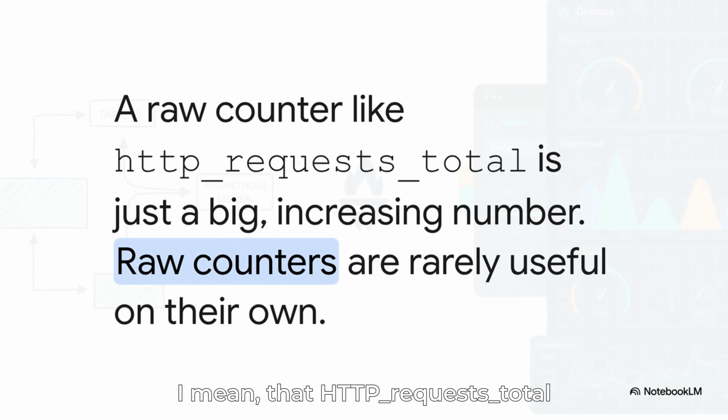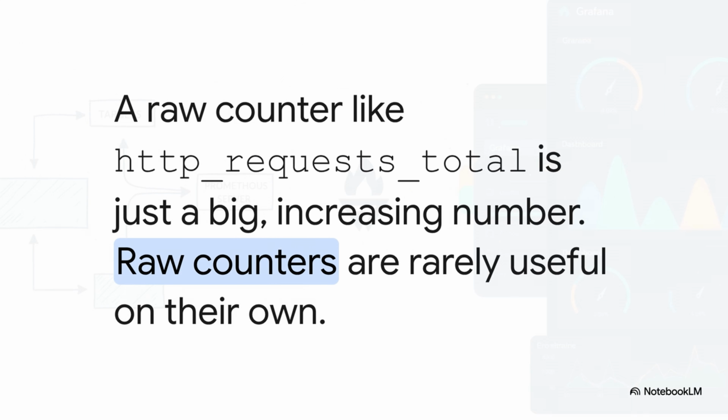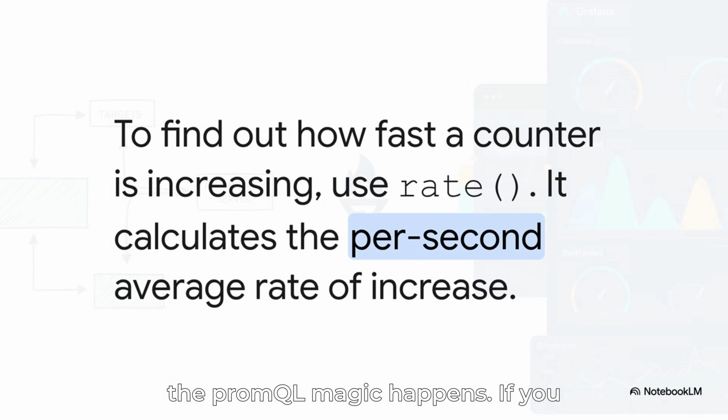I mean, that HTTP_requests_total counter is just a massive number that keeps getting bigger. It doesn't really help you figure out if your site is slow right now. But check this out. This is where the PromQL magic happens. If you want to ask, how fast is that number going up, you use the rate function. This query here tells Prometheus to look at the HTTP request total over the last 5 minutes and calculate the average per second increase. And just like that, a useless, giant number becomes a super useful metric, your request throughput.